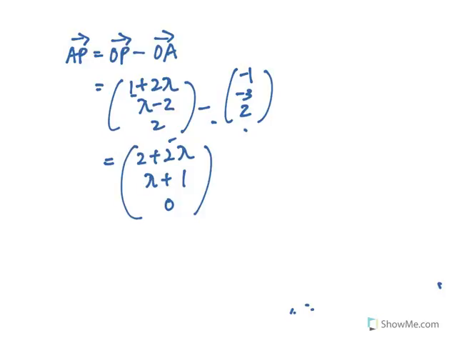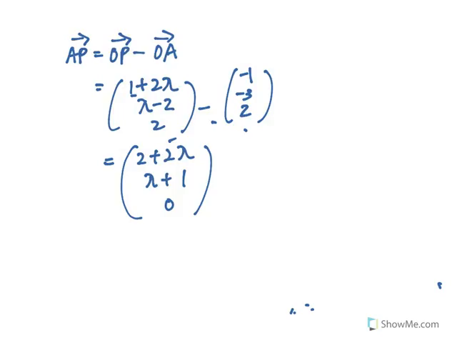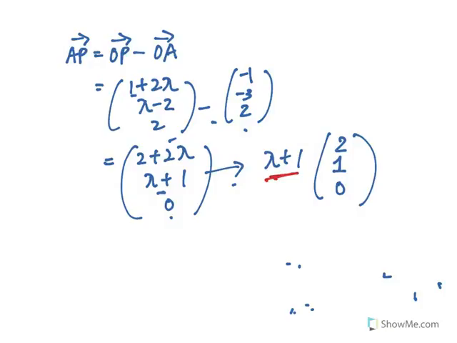So if you observe this, the idea is that we want to show AP to be a scalar multiple of AB, or AB to be a scalar multiple of AP. Either one is fine. Looking at this term, and going back, we want to show 6, 3, 0. Is it possible that this can be a scalar multiple of 6, 3, 0? Actually it's possible. What we do is observe that we can take out λ plus 1. So we have 2 inside, and if we take out λ plus 1, we'll have 1, and 0. So we can write λ plus 1 as a scalar multiple.